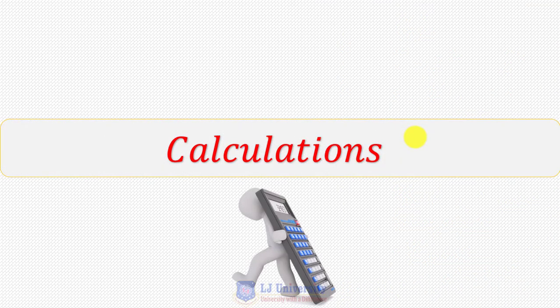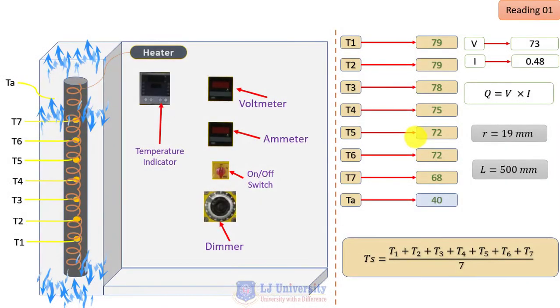After taking the readings at steady state, let's do some calculations. From the practical readings, we have the values of all 7 surface temperatures: T1 79, T2 79, T3 78, T4 75, T5 72, T6 72, T7 68. These are all the surface temperatures of the cylinder.